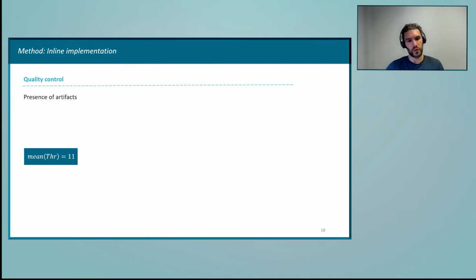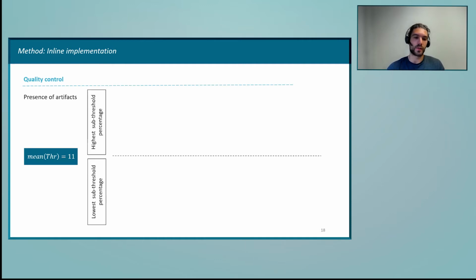A mean value of the threshold, and this was 11. And we can look at the percentage of high sub-threshold value and low sub-threshold value. So we use percentage because we have different sizes of the region of interest. So it wouldn't make much sense to look only at the number, but we look at the percentage.